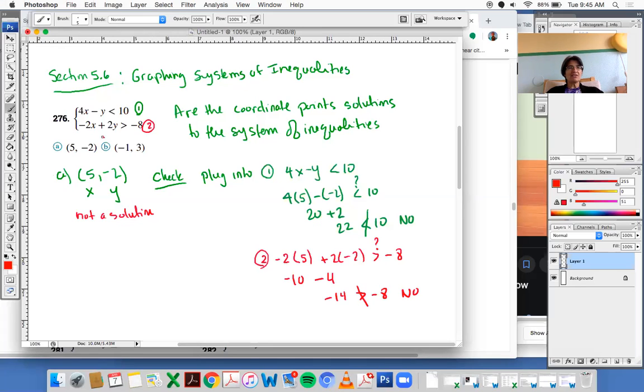All right, so I want you guys to try B. Take a couple of minutes. Now we're going to look at this coordinate point: x is -1, y is 3. Plug that into both of these inequalities and check to see if it works. It works if the inequalities you get are true. I'll give you 2 minutes to do that.